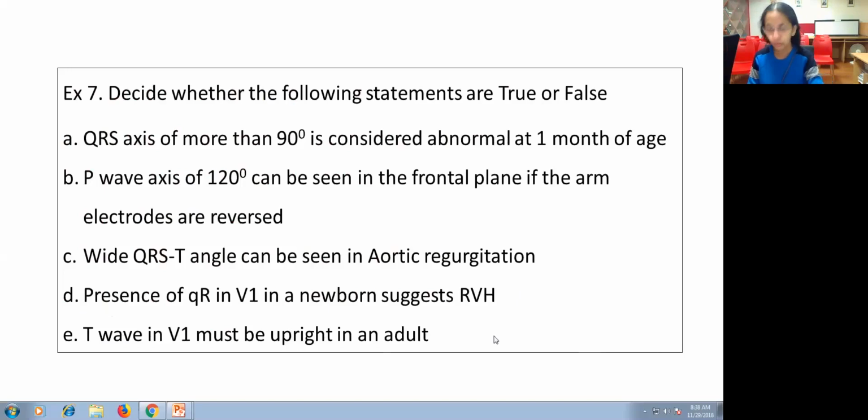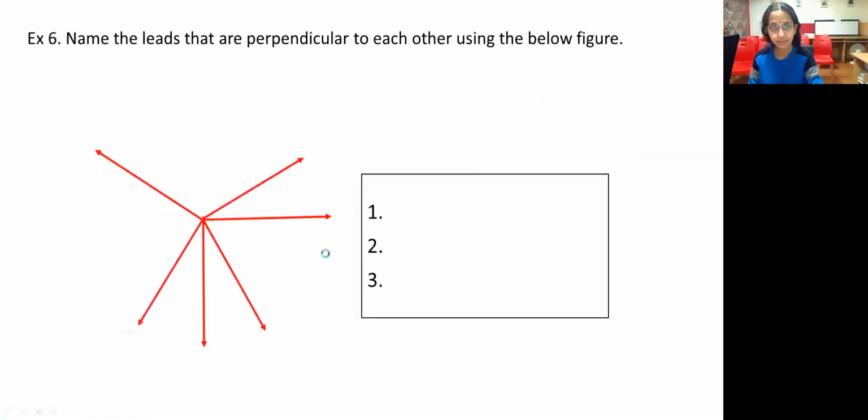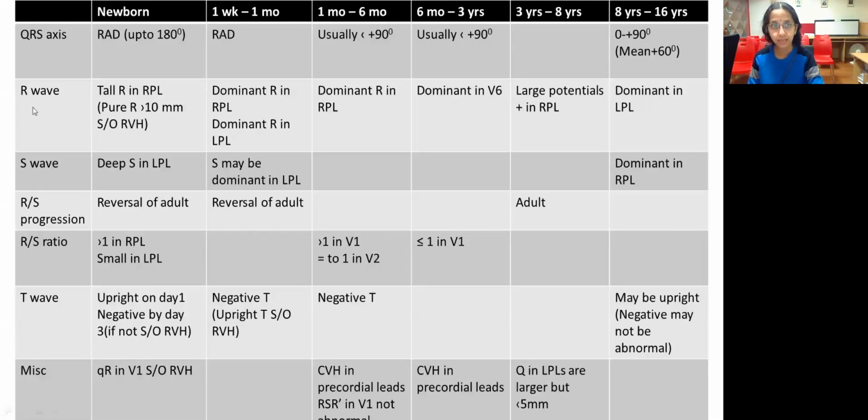Presence of QR, I'll go back to that slide. You understand? We just summarized our points. So see here, you can have R wave dominance or a QR pattern in V1 which suggests RVH. But pure R more than 10 millimeters is more reliable for right ventricular hypertrophy.